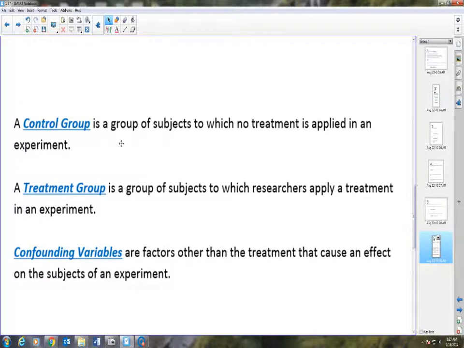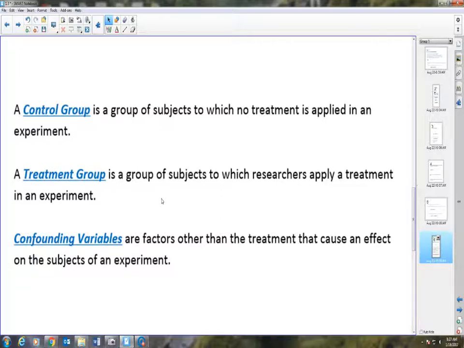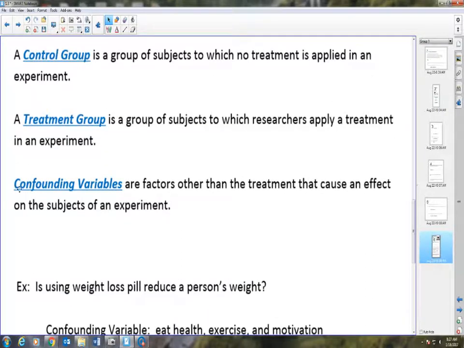A control group is a group of subjects to which no treatment is applied. You probably hear this a lot. A treatment group is a group of subjects to which researchers apply the treatment in the experiment. All right. A confound. You probably heard some of these words before.